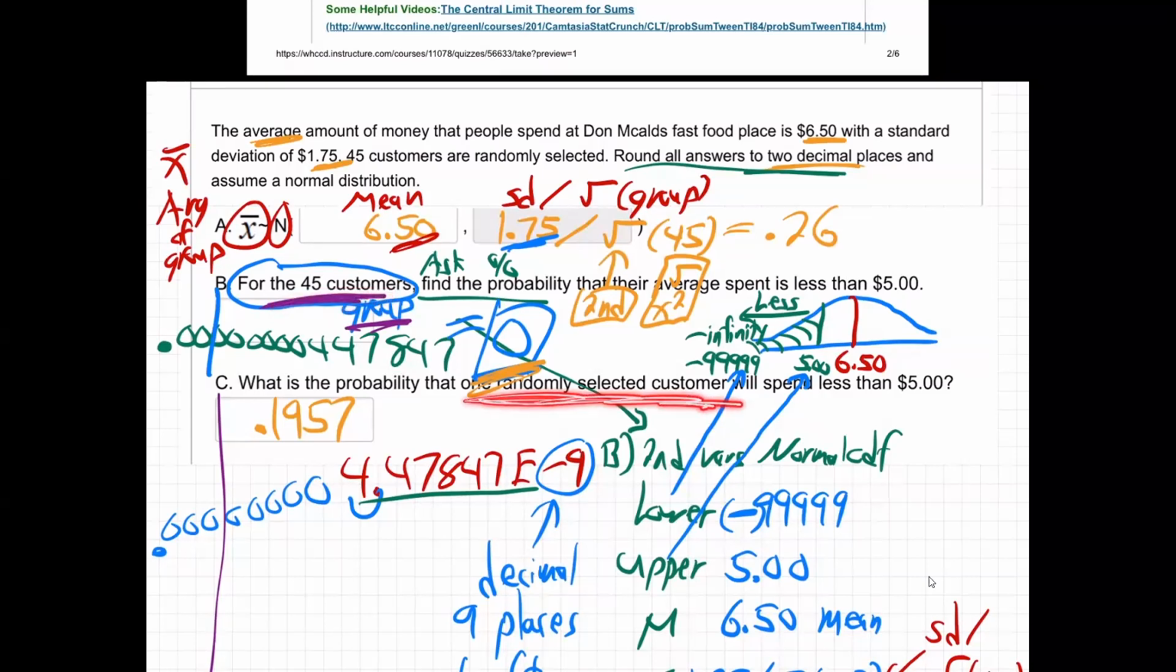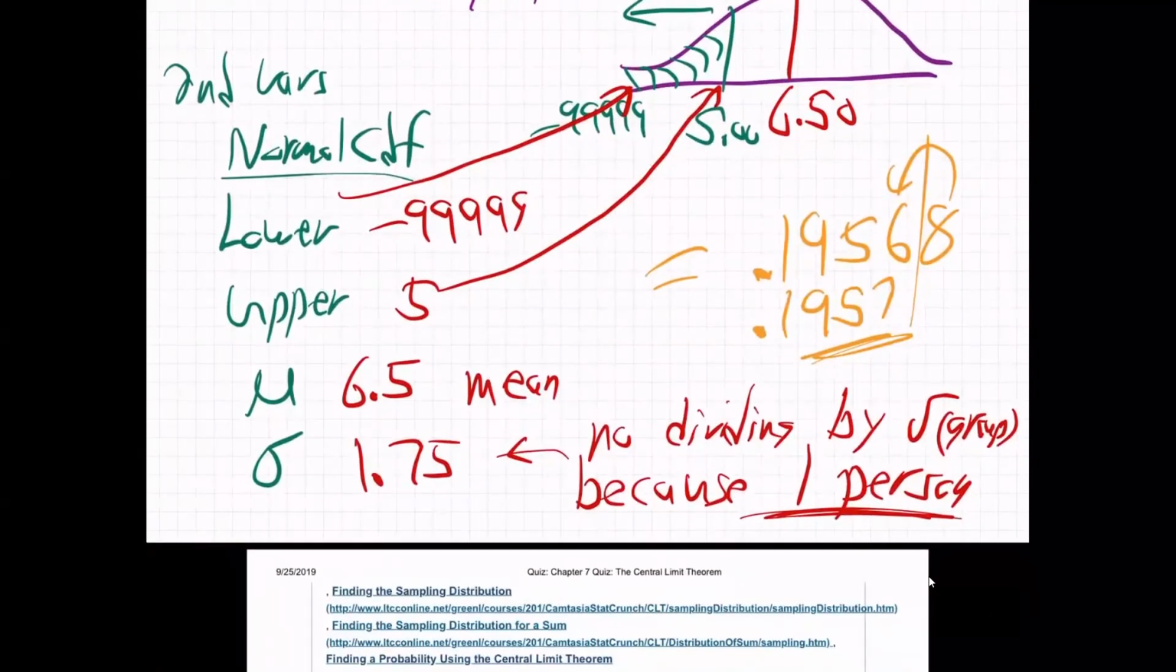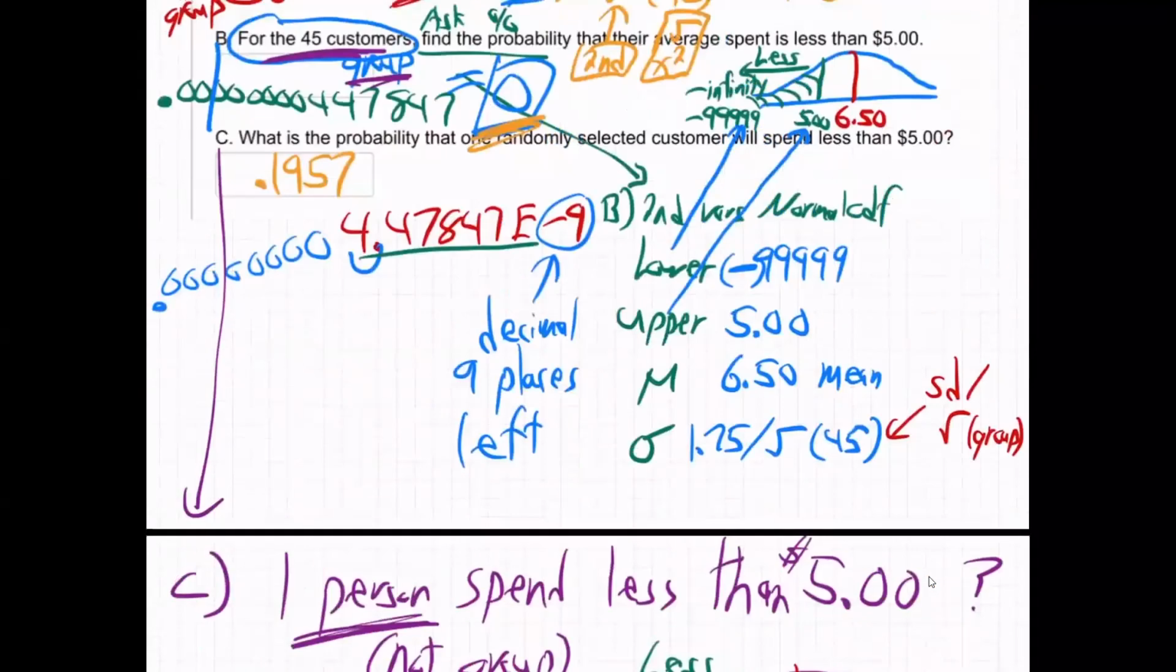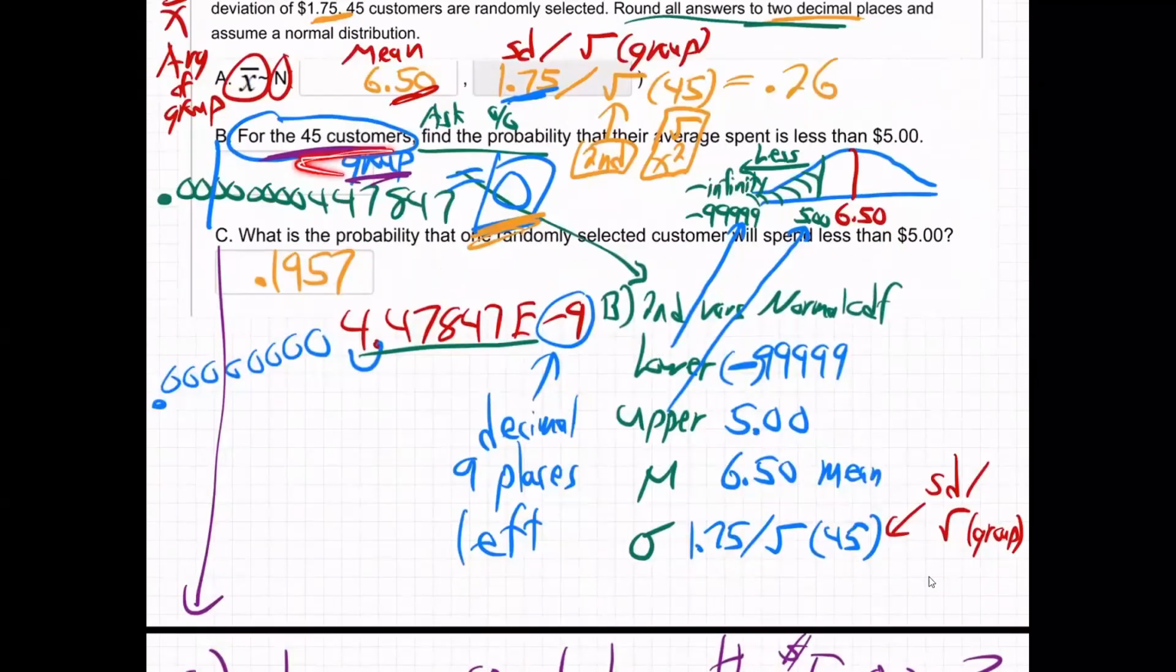If it's one person, then you just put in the standard deviation like normal. No need to divide by the square root of the group size because there is no group. It's one person. But if it's a group like 45, when you put in the standard deviation, you've got to divide by the square root of the group. Otherwise, everything else is the same. The only difference is the standard deviation, which for a group is divided by the square root of the group size.